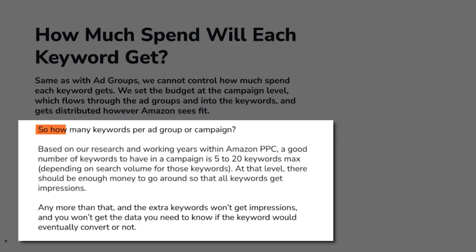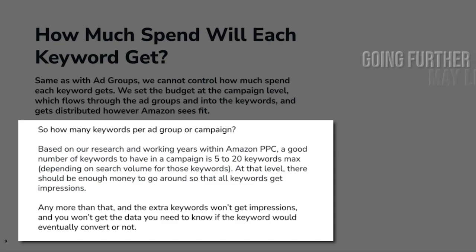So how many keywords per ad group or campaign? Based on some research that I've been doing, basically just being in this industry since 2017 and talking to Amazon as well, a solid number is between 5 and 20 keywords maximum. Again, this depends on search volumes, which we'll go into. At that level, there should be enough money to go around so that all keywords get impressions, which is the point of testing keywords within campaigns.